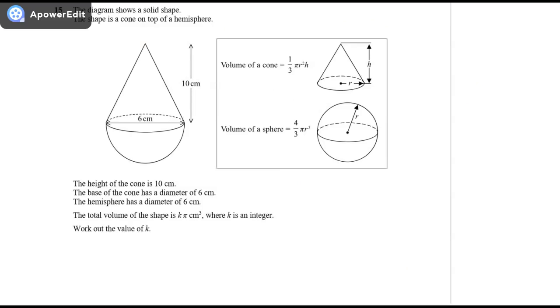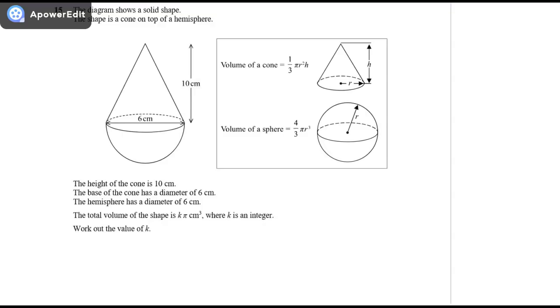Okay, in this question we have the height of the cone is 10 centimeters. The base of the cone has a diameter of 6. The hemisphere has a diameter of 6 centimeters. The total volume of the shape is k pi centimeters cubed, where k is an integer. Work out the value of k.